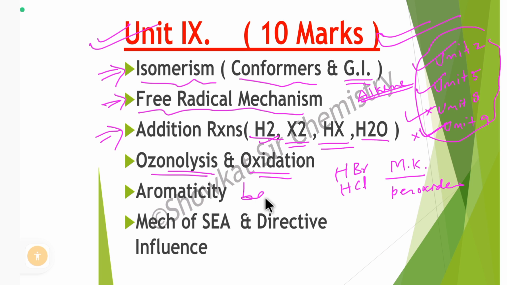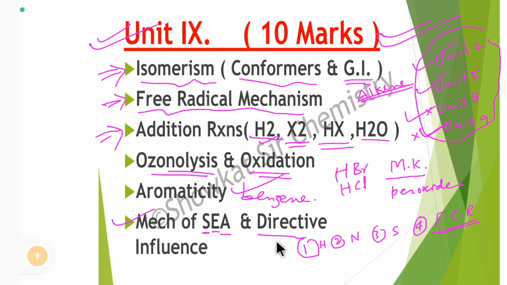Next you will study aromaticity, that is benzene and its orbital diagram, right? And the mechanism of aromatic electrophilic substitution reactions, which includes halogenation, nitration, sulfonation, and Friedel-Crafts reactions, which include Friedel-Crafts alkylation and Friedel-Crafts acylation, right? Here some important name reactions are also there. We have the Wurtz reaction, the Wurtz-Fittig reaction, and I hope you will go through these.